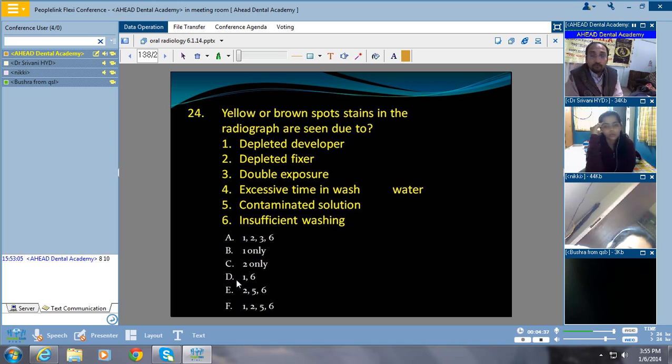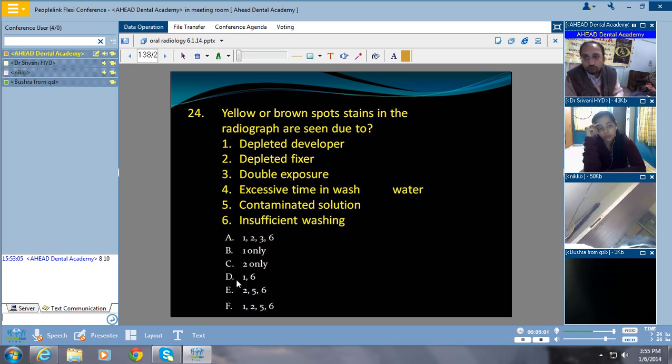Excessive time in wash water. Do you think it's a good thing or a bad thing? It is in fact a good thing. When you are placing it for an excessive time, you are actually ensuring that there are no brown spots. Whenever you do insufficient washing, there is a chance of brown spots. Okay, so choice 6 is also correct.